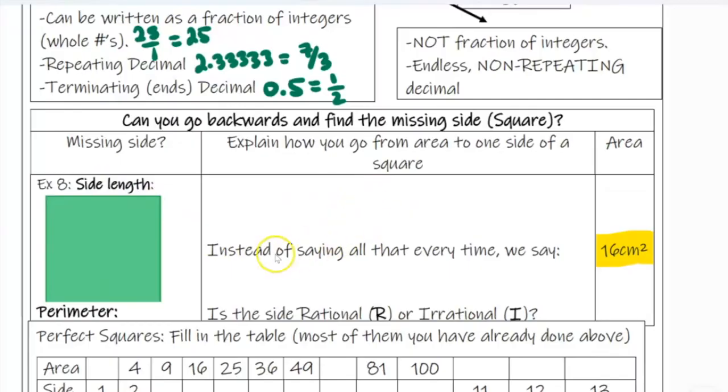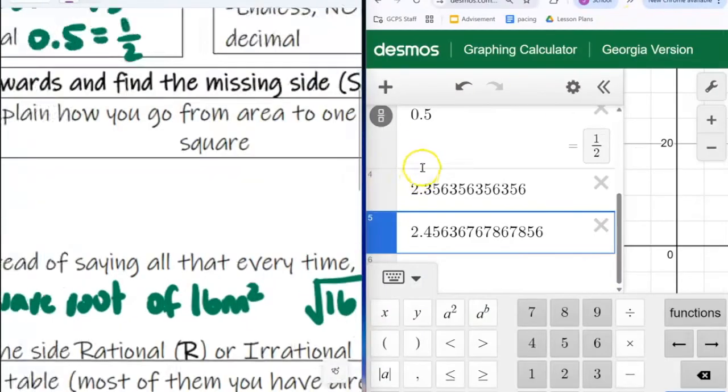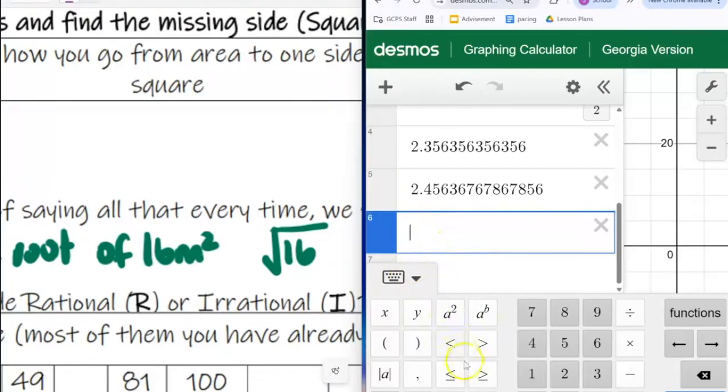Okay, welcome back. So instead of saying what you just said every time, what we say in math is square root of 16 meters squared. Mathematically, that looks like this. Okay, so the square root of 16 will give me my side length. And what is the square root of 16? Now, you may not know this right now, so we'll do it in just a second, but I'm going to go ahead and put it here. So here's the square root symbol. And the square root of 16 is 4.